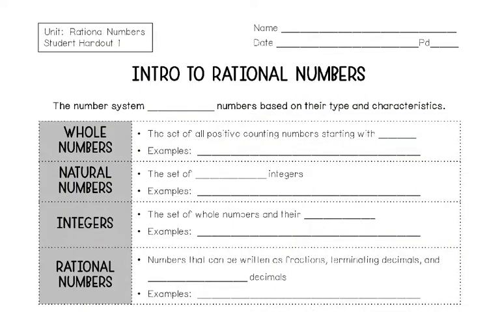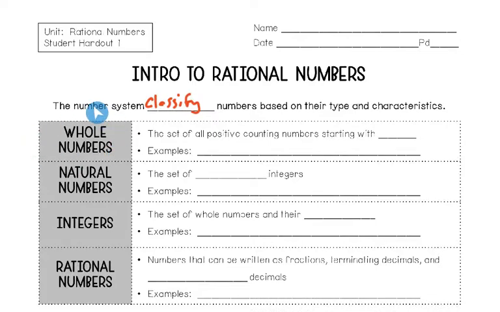So let's go ahead and look at this page right here. You should have this in front of you with a pen or a pencil, and you should fill in as you go. If you need a second to catch up, pause the video and catch up. So this is an intro to rational numbers. The number system classifies numbers based on their type and characteristics. So the number system does the same thing that we just did with the animal system. It classifies based on their type and characteristic.